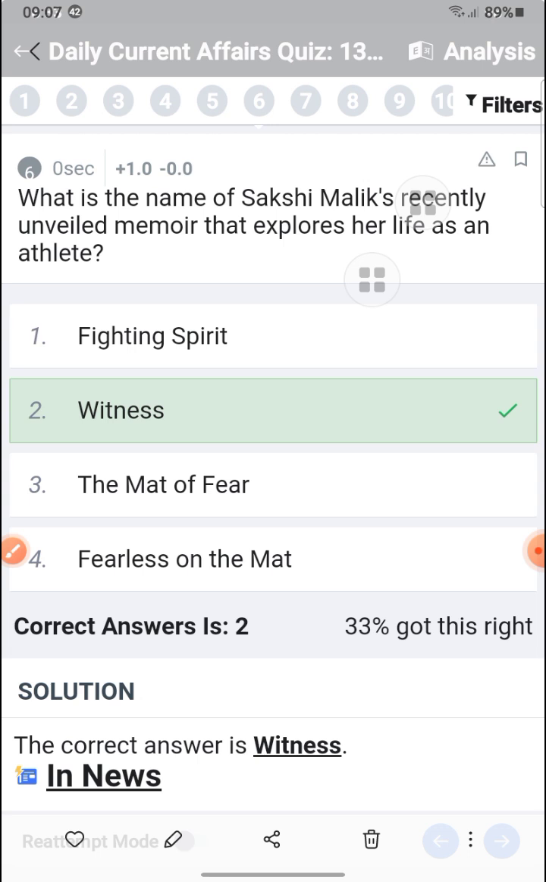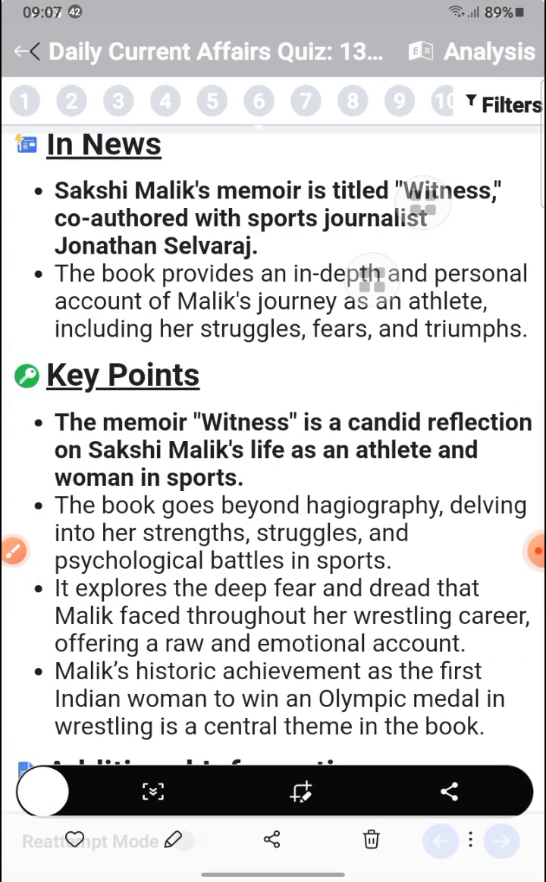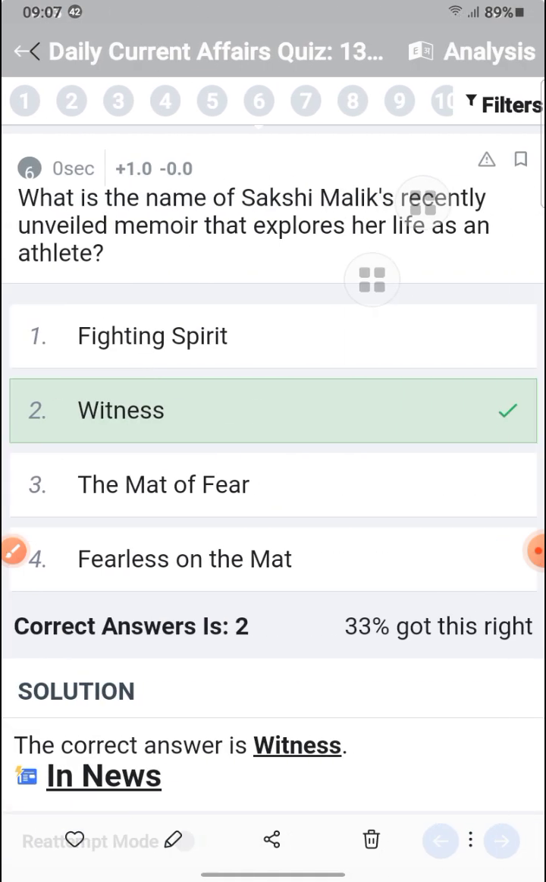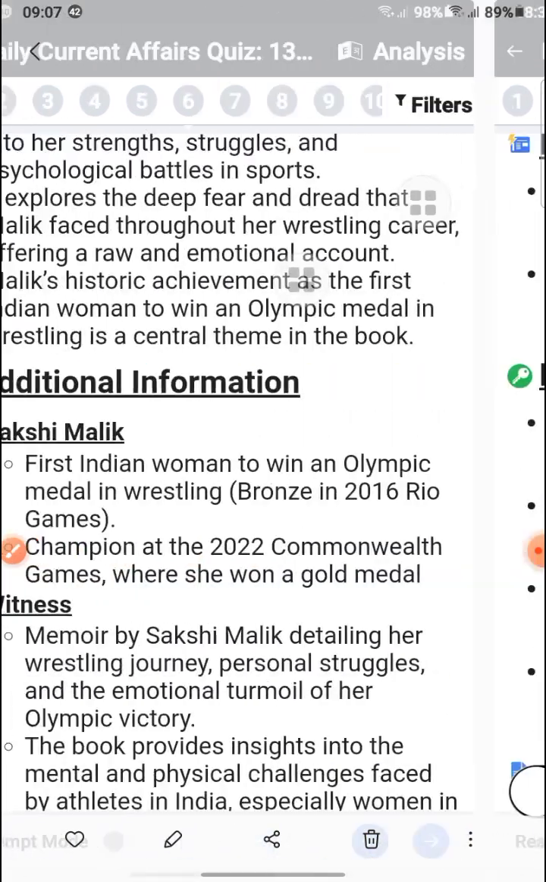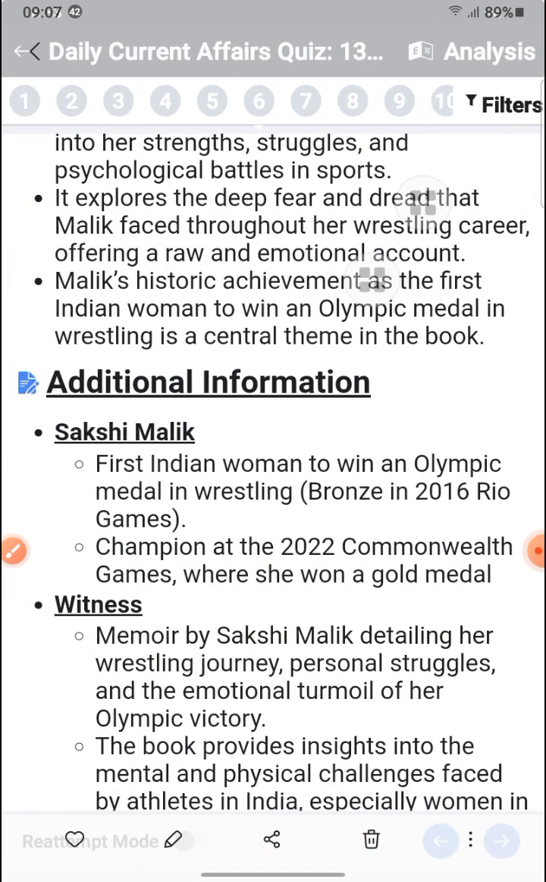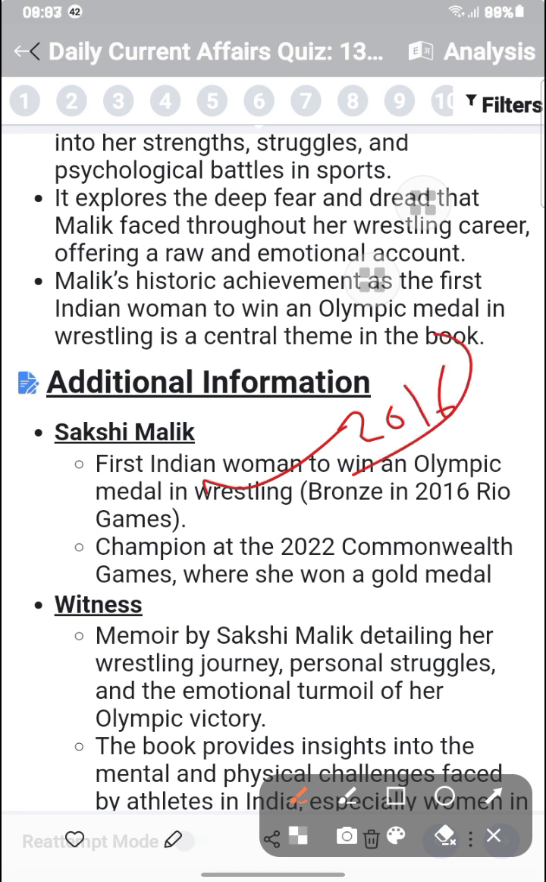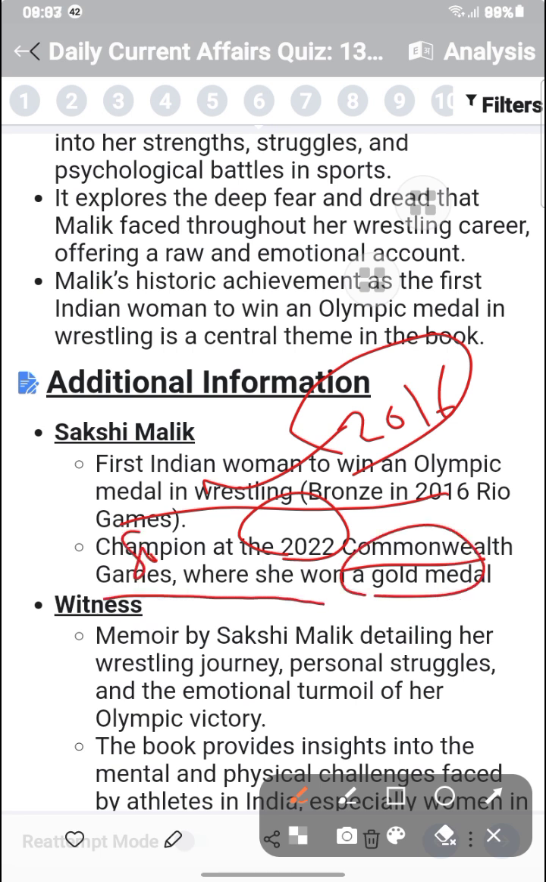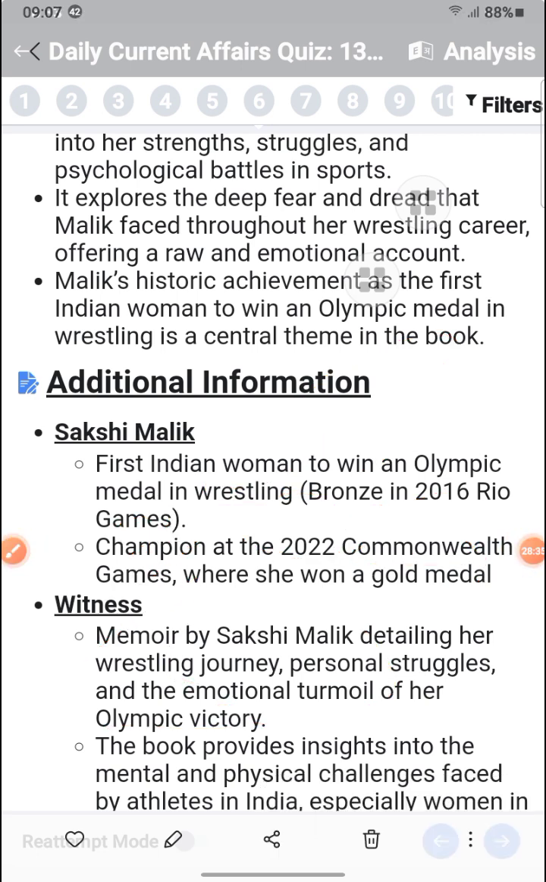Now, next: Sakshi Malik recently unveiled a memoir that explored her life as an athlete. That is Witness. Sakshi Malik's memoir is titled Witness, co-authored with a sports journalist, and it is a candid reflection of her life as an athlete and a woman in sport. So, Sakshi Malik recently unveiled the memoir exploring her life as an athlete, that was Witness. Sakshi Malik was the first Indian woman to win an Olympic medal in wrestling, a bronze medal at the 2016 Rio Games, and she was a champion at the 2022 Commonwealth Games, winning a gold medal also. Witness is her memoir detailing her wrestling journey, struggles, and emotional turmoil. The book provides insight into the mental and physical challenges of an athlete.